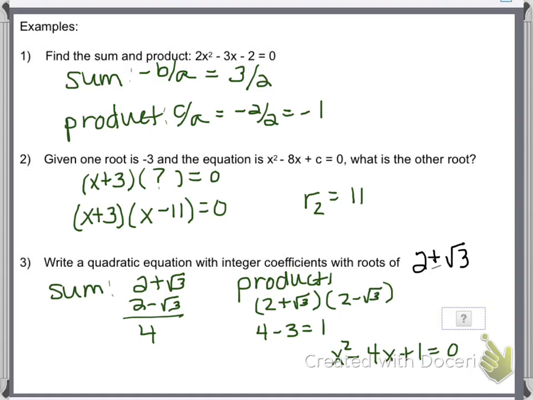Then remember that 4 is the opposite of b over a, so obviously a is 1. And the product is c over a, and again a is 1. So we have our quadratic, a, which is 1, x squared, opposite of b, so -4x, plus c, which is 1.